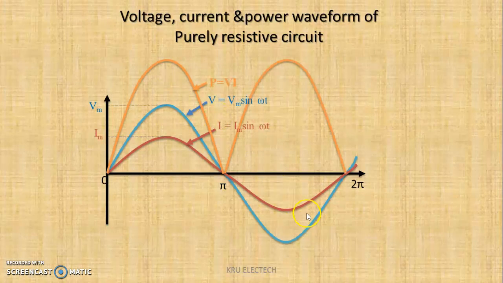Now let us see the second half. Here the current has a negative value and the voltage also has a negative value. So the multiplication of minus and minus results in plus. That's why the power is positive in the second half. So in the first half and second half, both have positive values, so the power is positive. You can say that the power is positive in a pure resistive circuit.